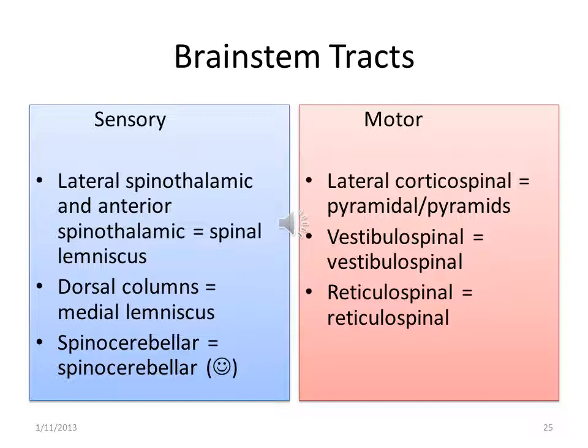The spinocerebellar tracts do not change their name. They stay as the spinocerebellar tracts. On the motor side, the lateral corticospinal tracts are called the pyramids or pyramidal tracts when you're in the brainstem, whereas the vestibulospinal and reticulospinal tracts stay the same.